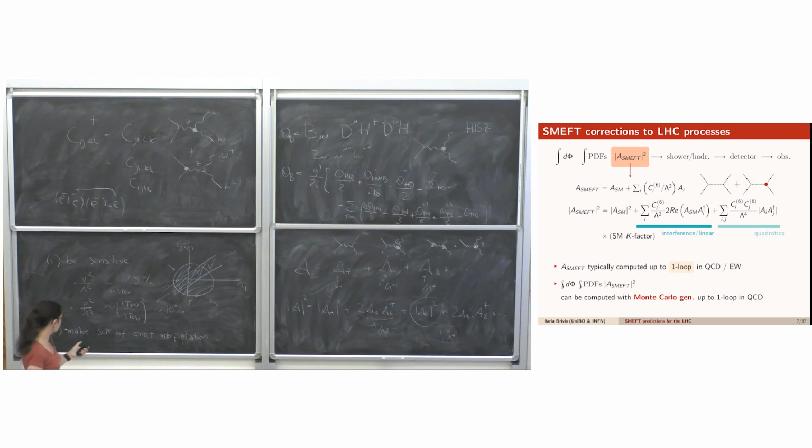Okay, so enough of this. Another piece of information: the state of the art for these predictions is that the amplitudes with one SMEFT operator in can be done up to one loop in QCD, and in a very few cases, electroweak. So what I mean here is that you really have all the set of diagrams that have one loop and one operator somewhere inside the diagram. So they are automated up to one loop in QCD. You can do it with a Monte Carlo, and we'll talk about it tomorrow.